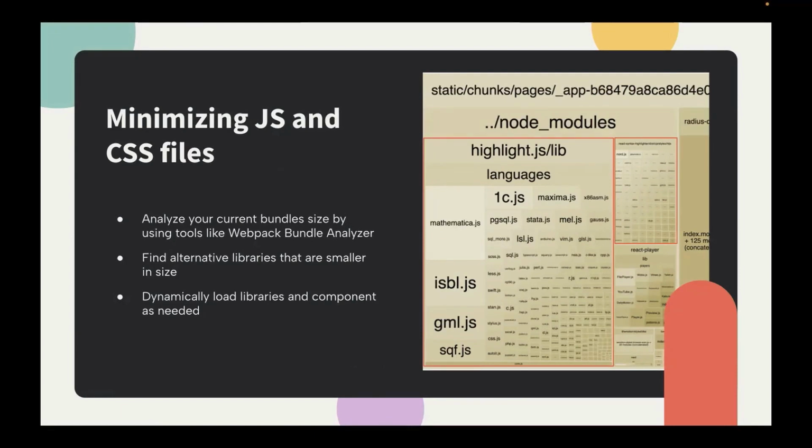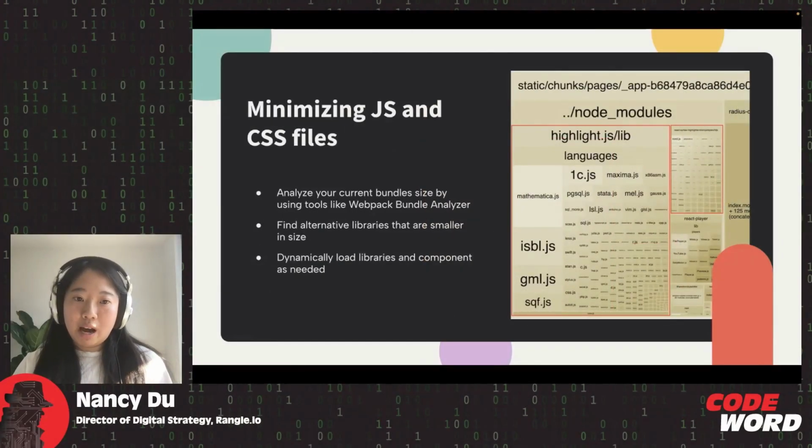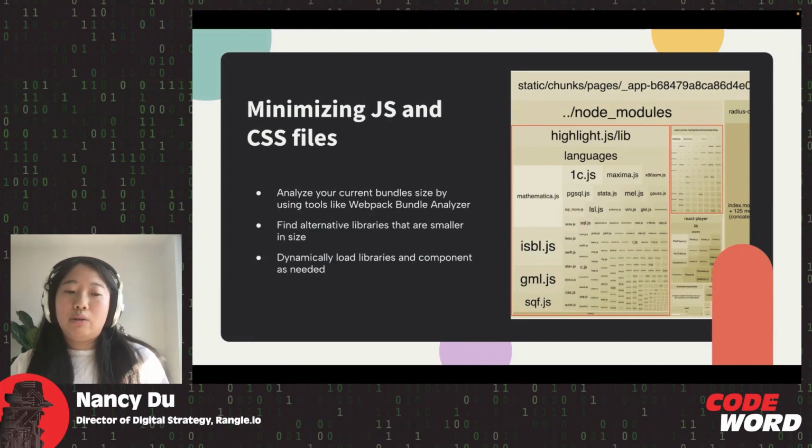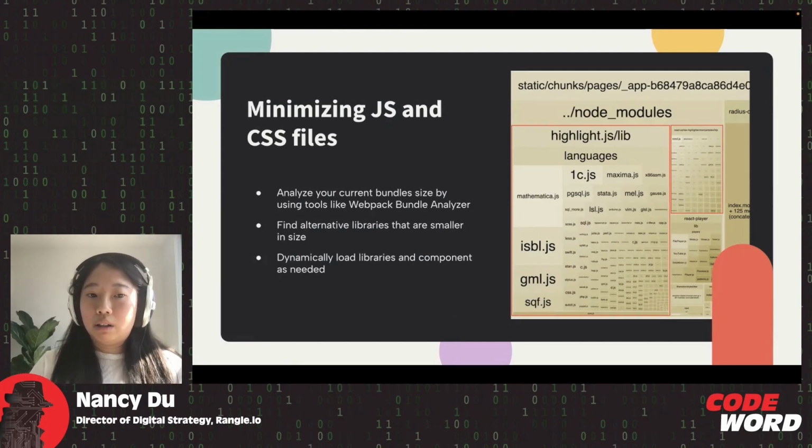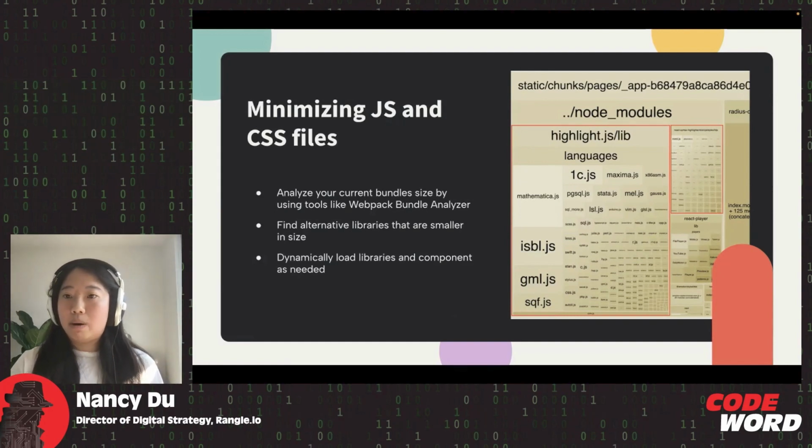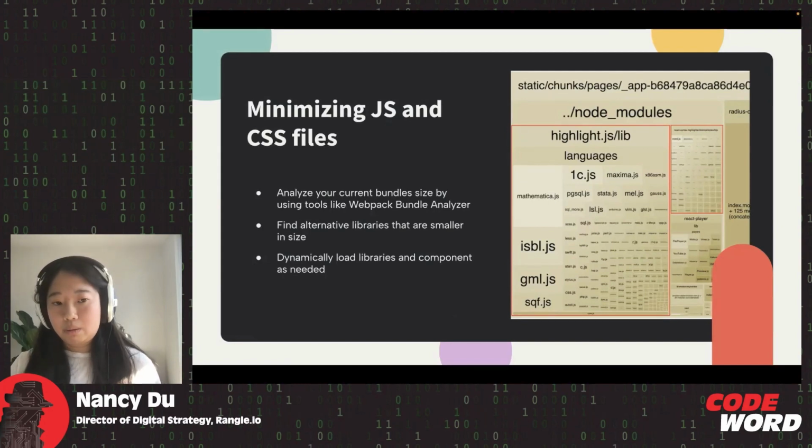What I find is that oftentimes you'll find libraries that you're not actually using very often that take up a lot of space. You can either find alternative libraries that are smaller in size, or find ways to dynamically load in the library or certain components only on pages or instances where you need it, so that for the majority of the pages, your bundle size and file size is as small as possible.